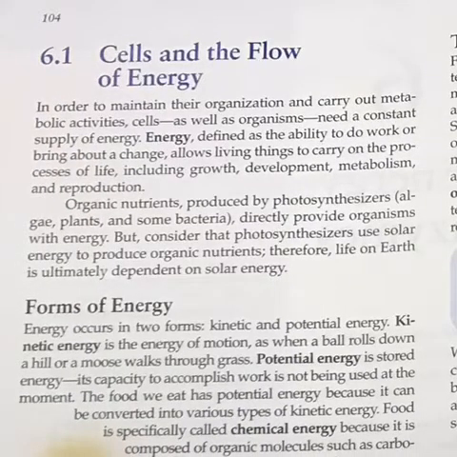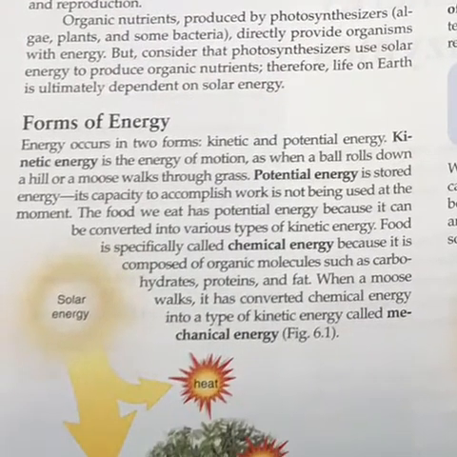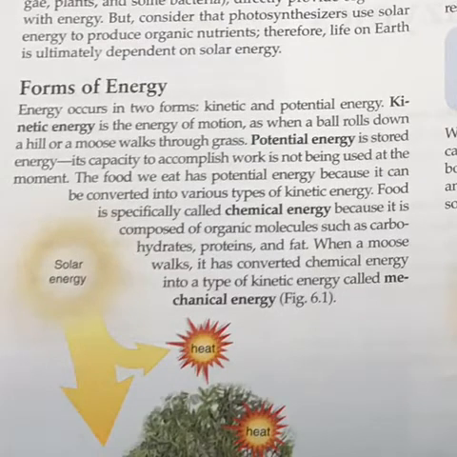Organic nutrients produced by photosynthesizers, algae, plants, and some bacteria directly provide organisms with energy. But consider that photosynthesizers use solar energy to produce organic nutrients. Therefore, life on Earth is ultimately dependent on solar energy. Forms of energy. Energy occurs in two forms, kinetic and potential energy.